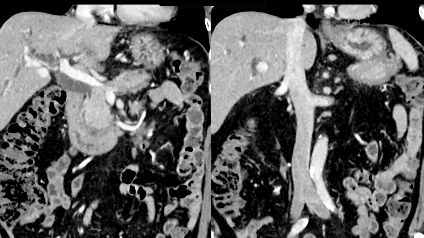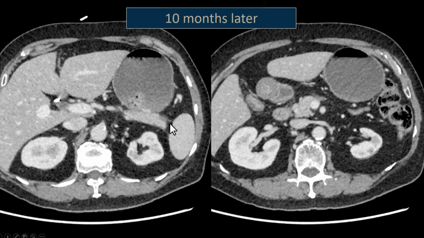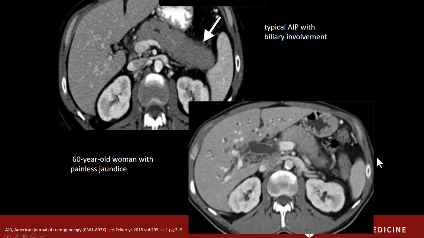And you see again this nice halo here around the pancreas. And this is after 10 months of treatment with steroids. There's no longer biliary dilation, and the pancreas looks normal there. It's actually atrophic, which often happens. Oh, and you can see here on this image, there's what looks like a lesion in the kidney.